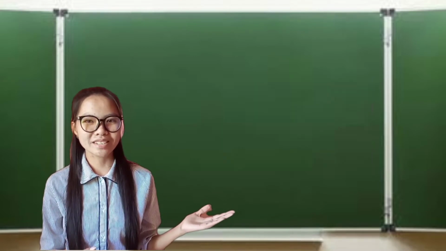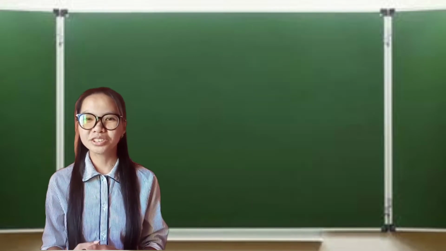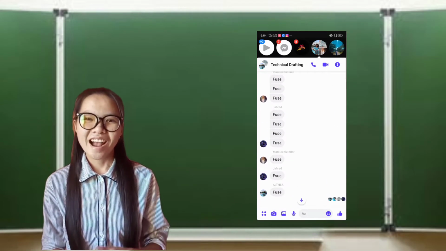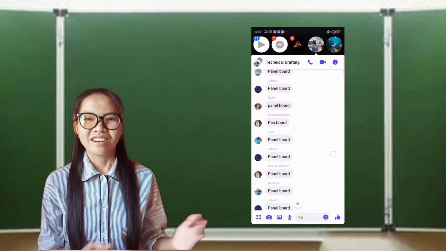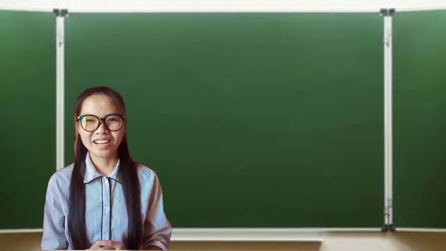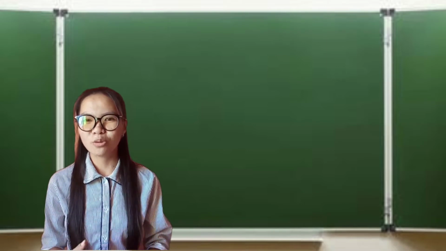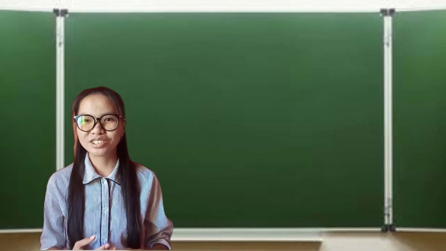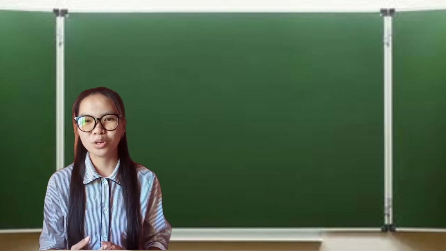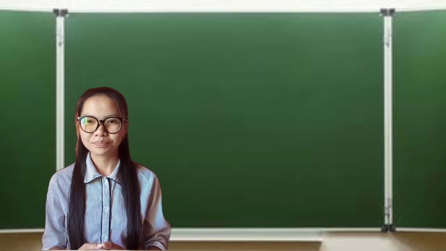What symbol is this? Very good. And the next? Correct. Another one. Alright. And the last one is? Excellent. It seems that you are familiar with electrical symbols, huh? That's great. We will know later how these symbols work in electrical planning.